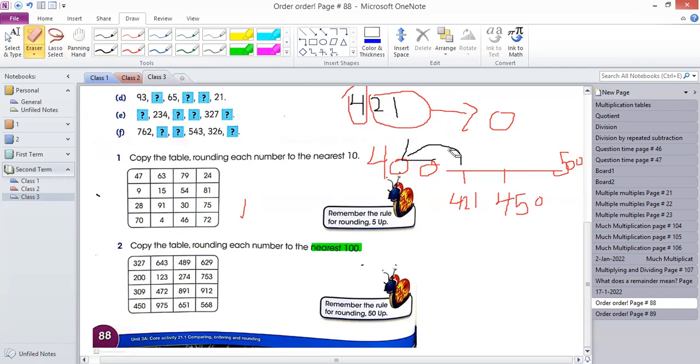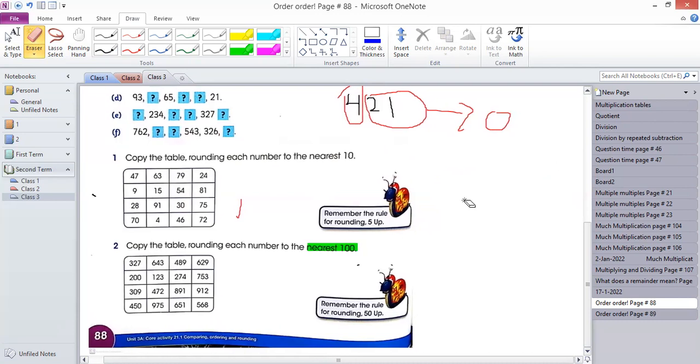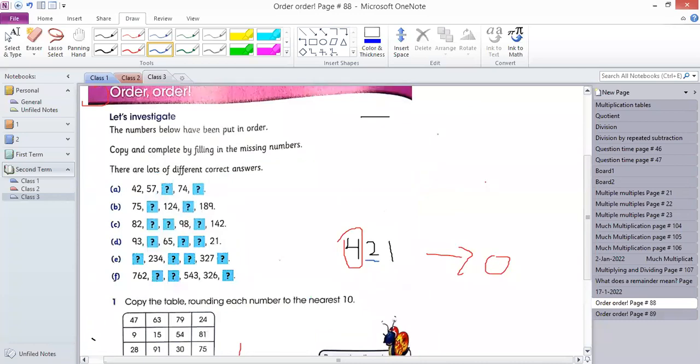The concept is the same as what you learned in the nearest 10. You are rounding to the nearest 100, so you will check the number which is before 100. What number is before 100? Before 100 is 2. If it is 5, 6, 7, 8 or 9, that means 5 or greater, then you will change to the next number, that means you will add 1 in the 100. But if the number is 4, 3, 2, 1 or 0, then you will not change the number of 100. It will be the same.